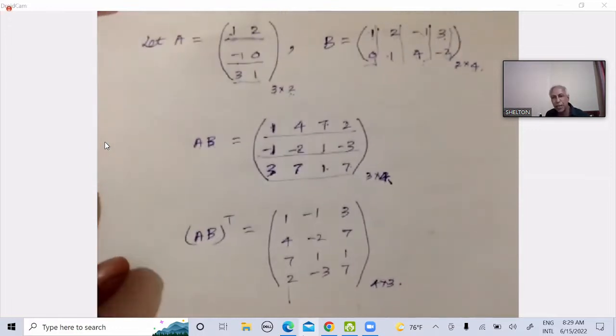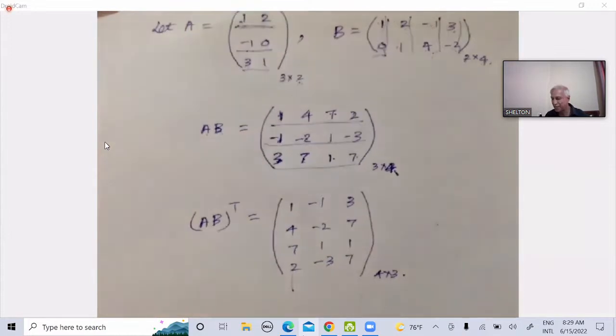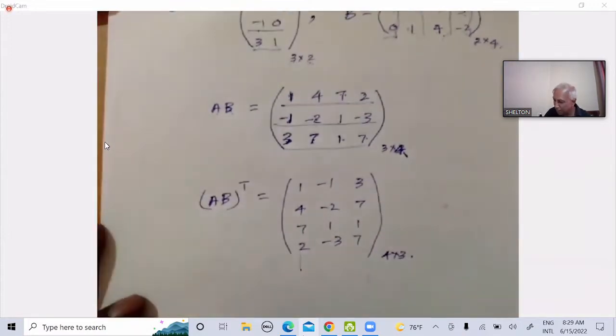Now AB transpose must be equal to B transpose A transpose. What is B transpose? Let us take B transpose.